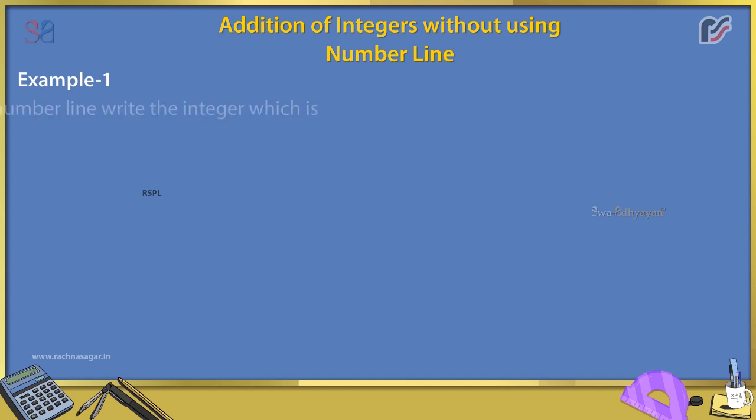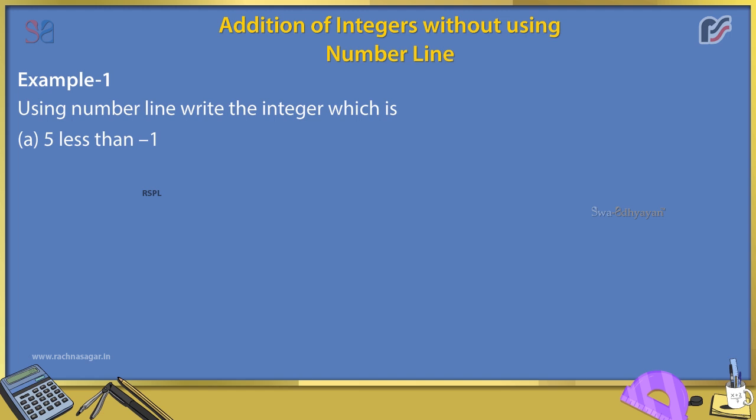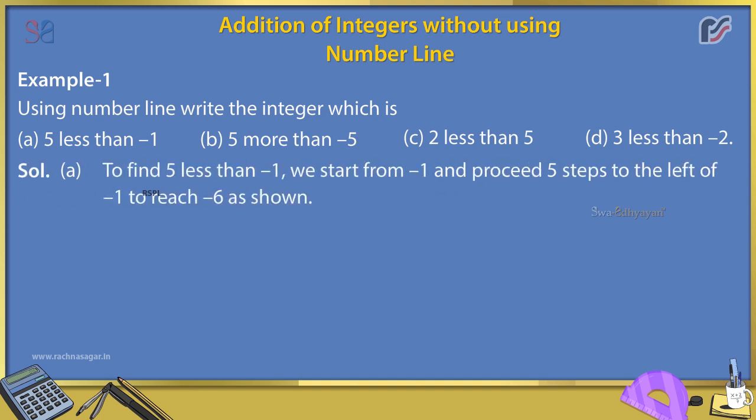Example 1. Using number line, write the integer which is A. 5 less than -1. B. 5 more than -5. C. 2 less than 5. D. 3 less than -2. Solution.